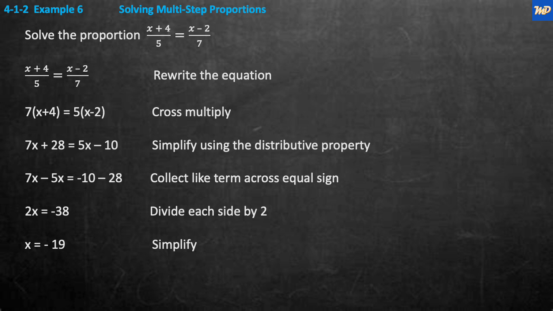So here's the problem we're going to solve. How about x plus 4 is to 5 as x minus 2 is to 7? So I'm rewriting the equation like I always ask you to do. Just rewrite it and make sure that, yep, it's the equation.